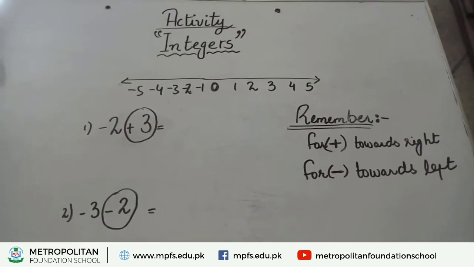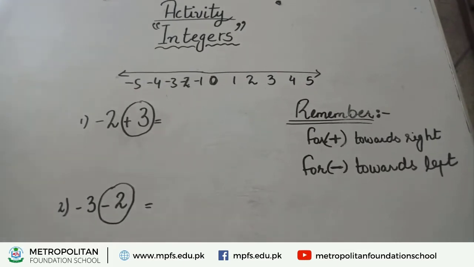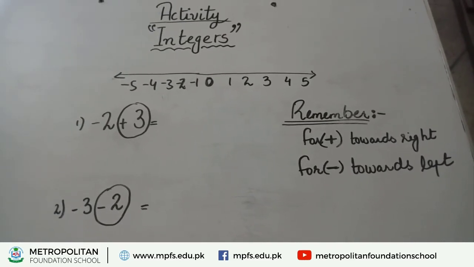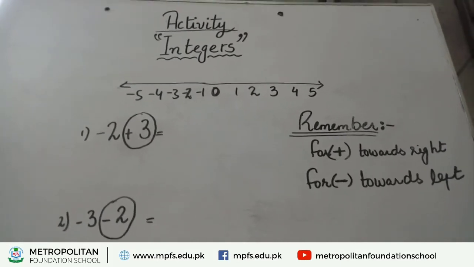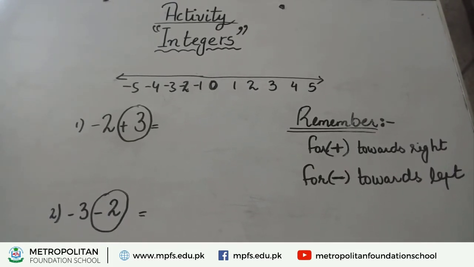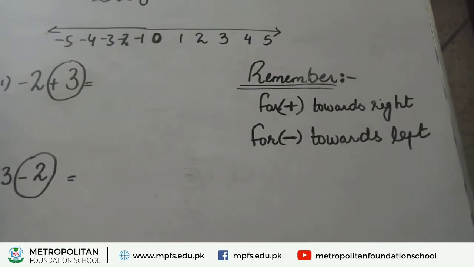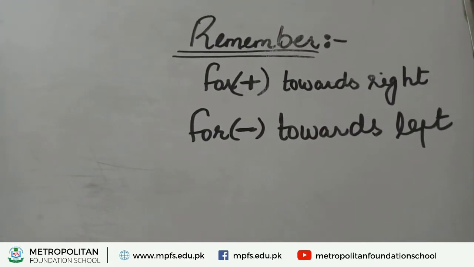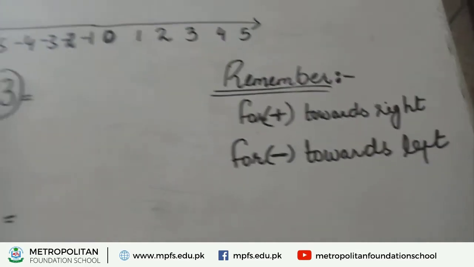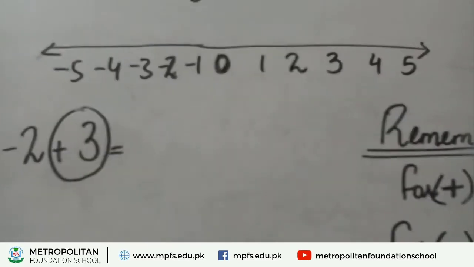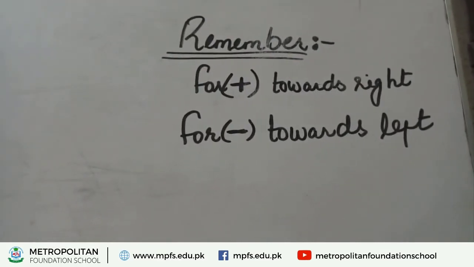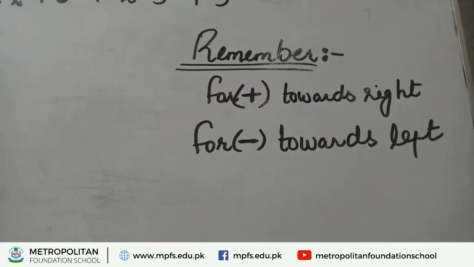Now students, after the example of Kashmir and Delhi, here I am going to solve two questions. The first is minus 2 plus 3 equal to. Now we will solve this by plus 3, and plus 3 means we will move towards the right. While solving any integer exercise, you have to remember this: for plus, we will move towards the right on the scale. I have explained this scale before, and in this exercise also, for plus, we will move towards the right, and for minus we will move towards the left.